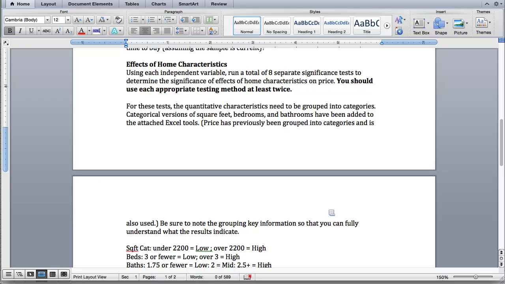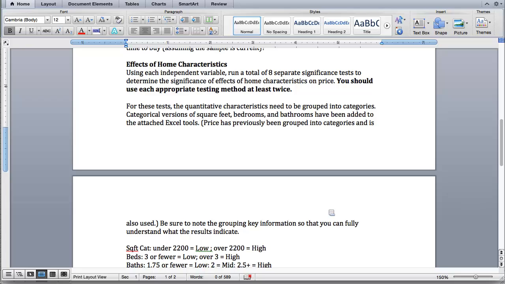The next section of this part of the real estate case considers the effects of these home characteristics on price. Now, as you know, this has been a pretty important consideration even in part one, where we were using the mean differences among types or the mean differences among age categories. And we were also looking at proportion differences using the same independent variables, type and age category.